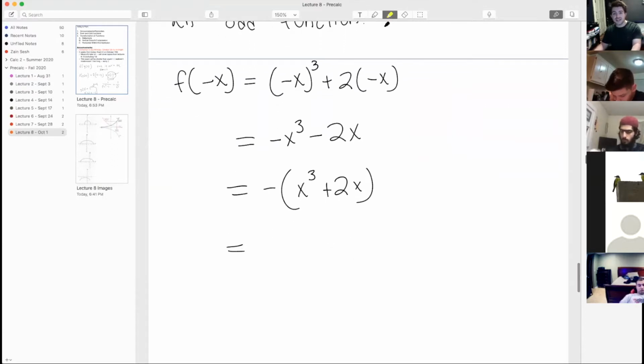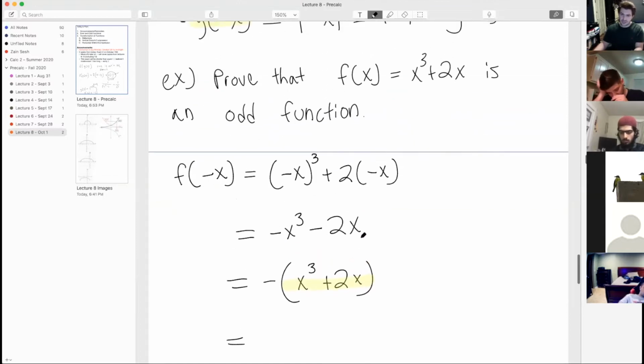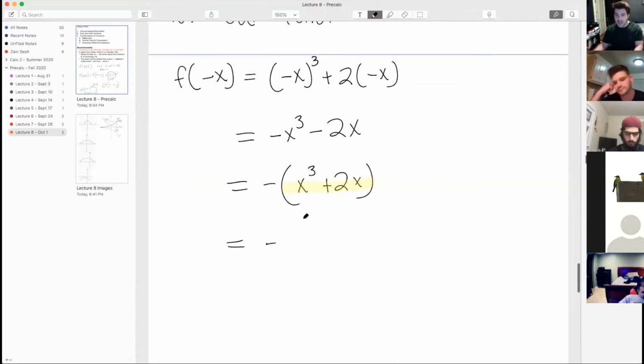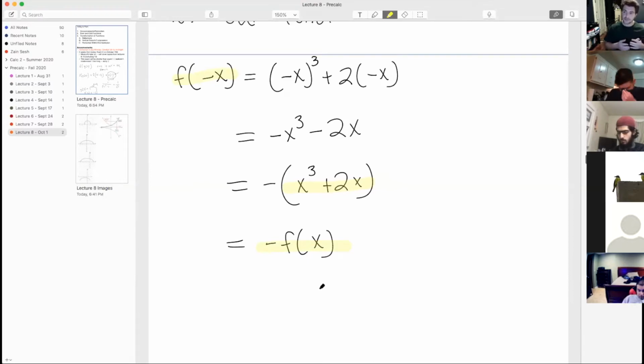Does anyone see anything interesting about the expression in the parentheses? Can someone identify what that expression is? That's our original function f of x that we started with. Exactly. Good. So the minus sign comes down and the parentheses get replaced with f of x. And observe that through this chain of equal signs, we have shown that f of minus x is equal to negative f of x, hence satisfying the definition of odd.